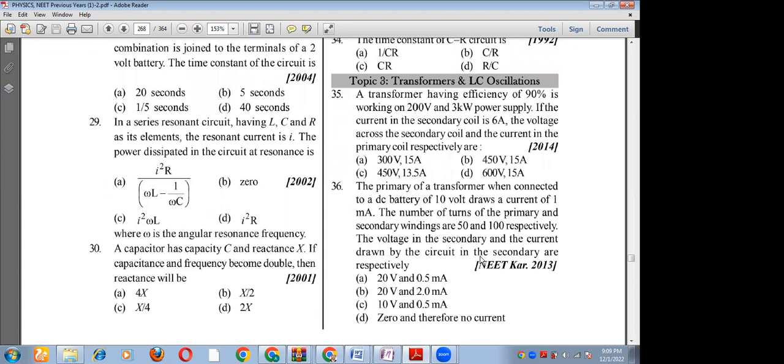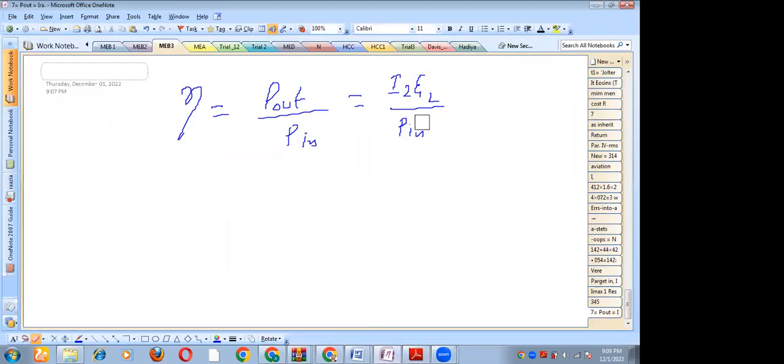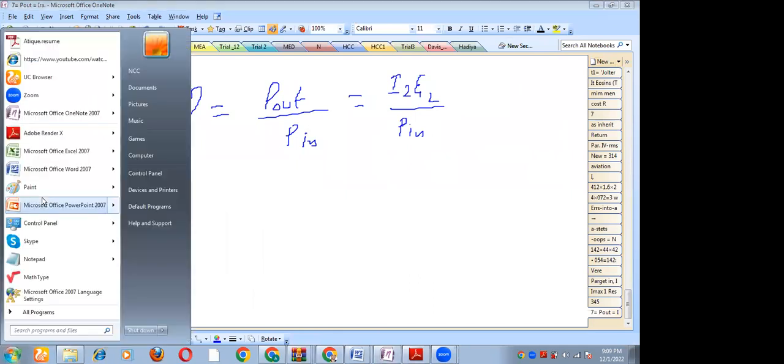Attempt this question number 35. This is NEET 2014. So attempt this question first. I will give you some basic hint to solve these questions. So let us see.